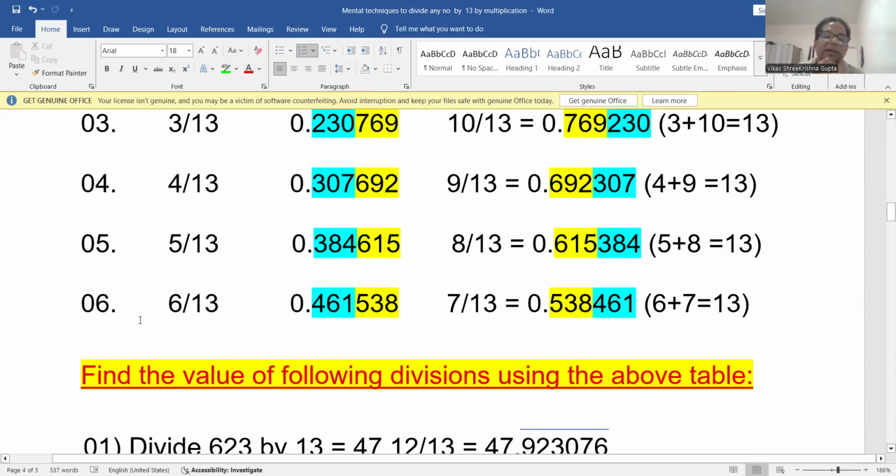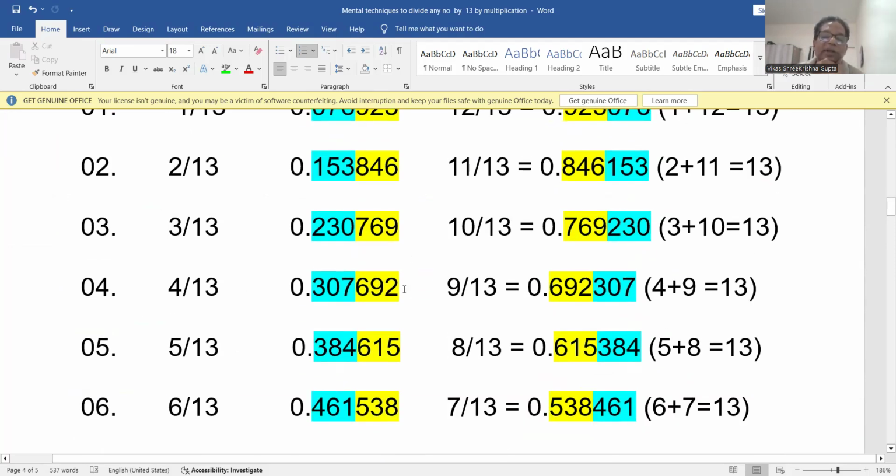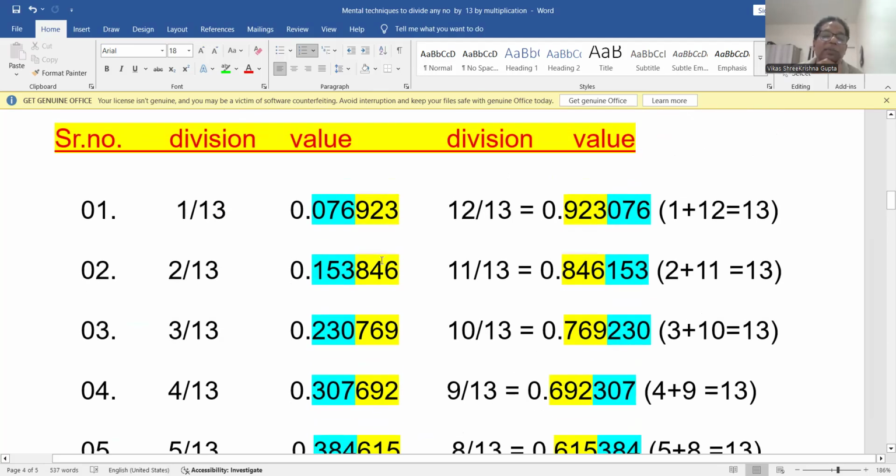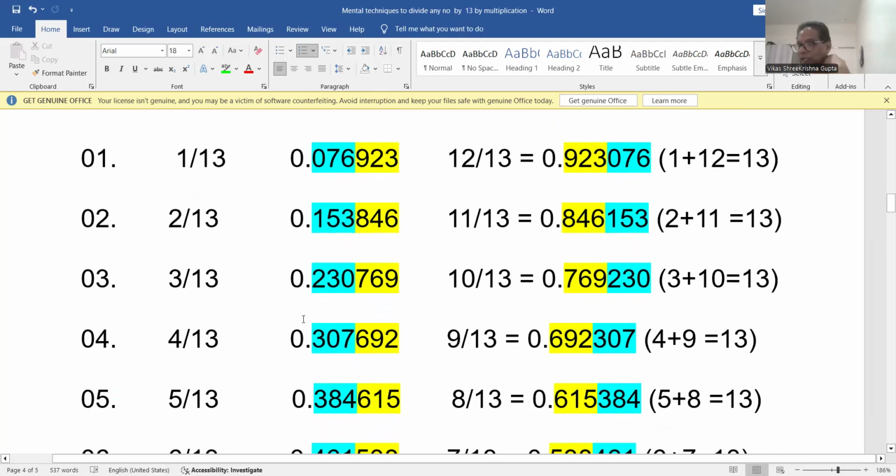Like for 6 by 13, 7 by 13 is the reverse of 6 by 13. For 8 by 13, reverse of 5 by 13. For 9 by 13, reverse of 4 by 13. Why 4? Because 4 plus 9 is 13. 10 plus 3 is 13. 11 plus 2 is 13. 12 plus 1 is 13. So any two numbers whose total is 13, their division will be the reverse of each other.